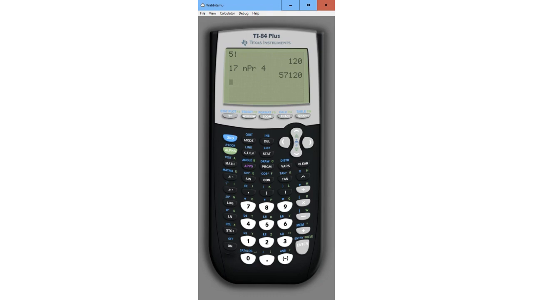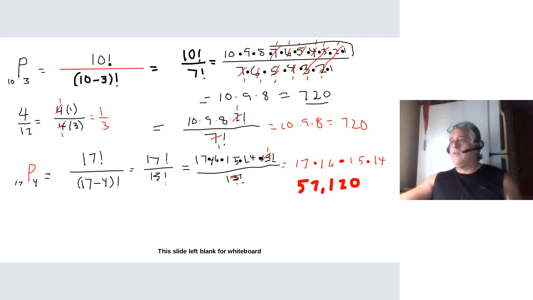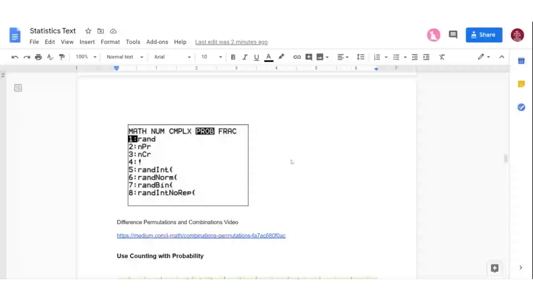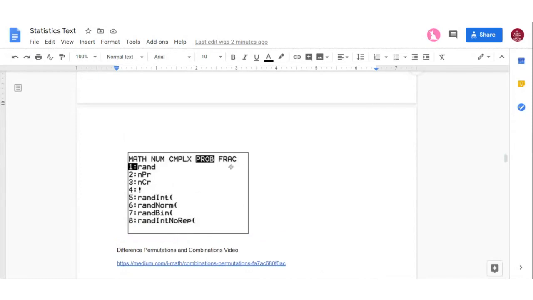All right, let's talk about, and this is the screen. Go back to the notes so you can see the screen. So I got it there if you need to, but like I said, you got to hit the math button first.